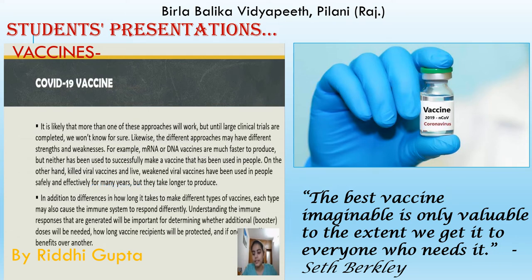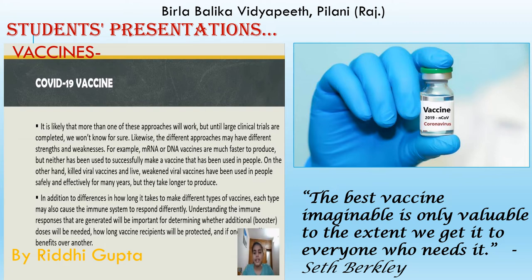For the COVID-19 vaccine, which is currently under research, it is likely that more than one of these approaches will work. But until large clinical trials are completed, we don't know for sure. Likewise, the different approaches may have different strengths and weaknesses. For example, the mRNA or DNA vaccines are much faster to produce, but neither has been used to successfully make a vaccine that has been used in people.